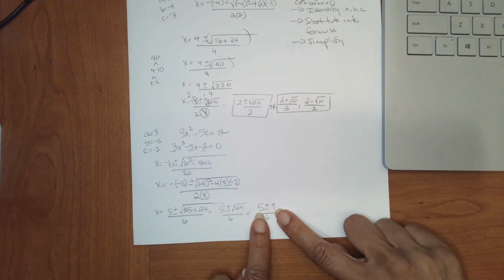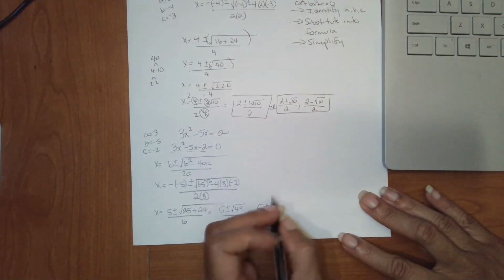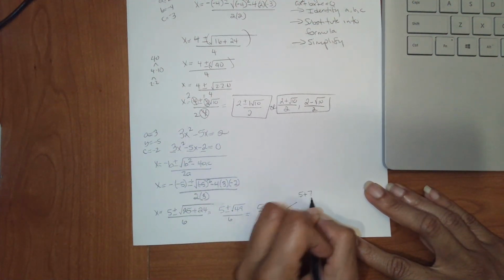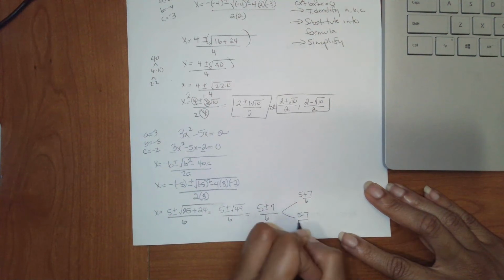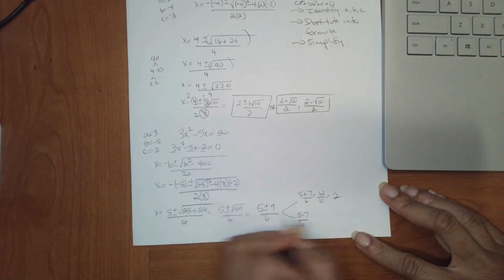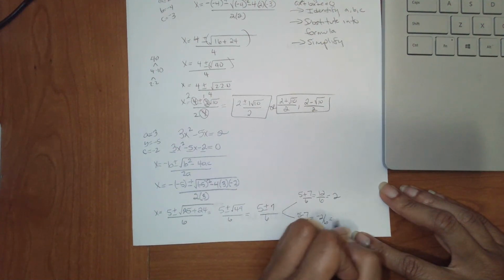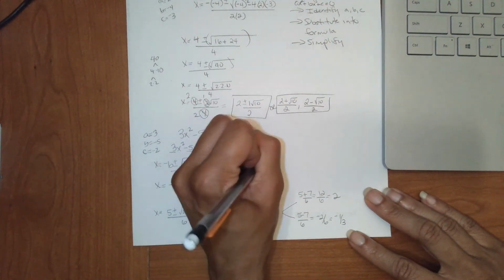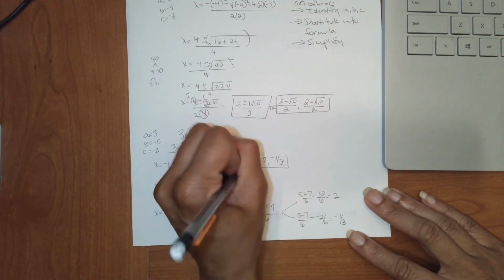When you look at your numerators, look at this. 5 and 7, they are what? Like terms. So what are we going to do? We're going to write this twice. So we got two possibilities. 5 plus 7 over 6, 5 minus 7 over 6. So 12 over 6 gives us a 2. -2 over 6 gives us a -1/3. So our final answers here are x is equal to 2 and -1/3.